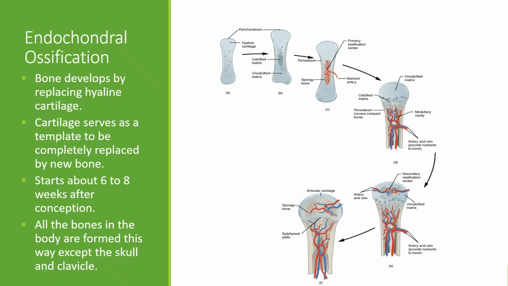And so the cells that are in the very middle in the medullary area are going to start to die, and blood vessels are going to start to invade the area. And so you're going to have what's called the primary ossification center. That's the third little picture that you have there, or C. All right. And they're going to make spongy bone in that particular area because we're in the medullary cavity.